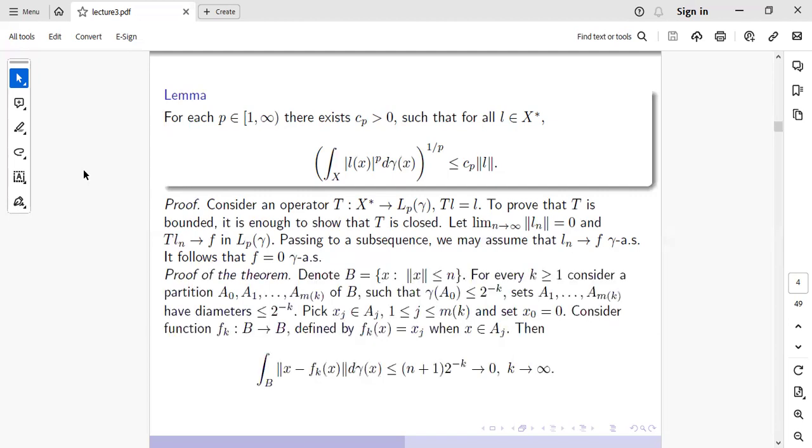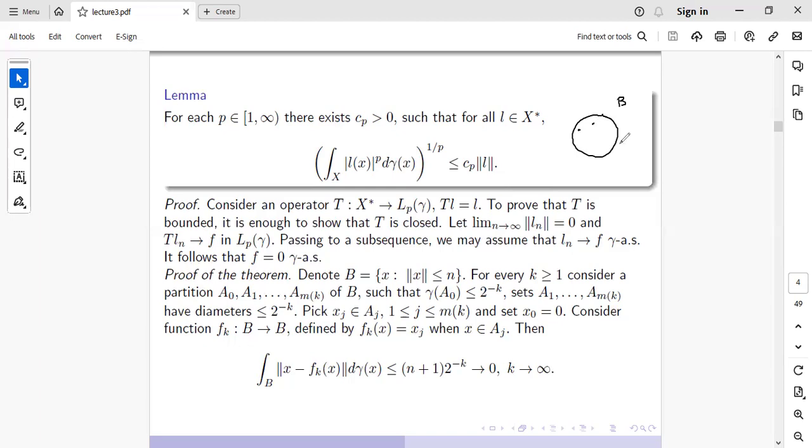So now let's construct the mean of the measure gamma. The idea is first to construct the integral over bounded sets. For example, consider the ball B of vectors whose norm is less than n. Since the space X is a separable space, we can split the set B into sets of diameter less than 2 to the power minus k. This can be done as follows.